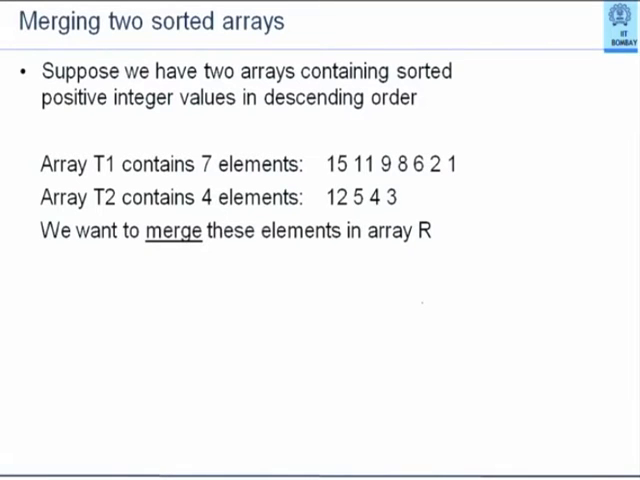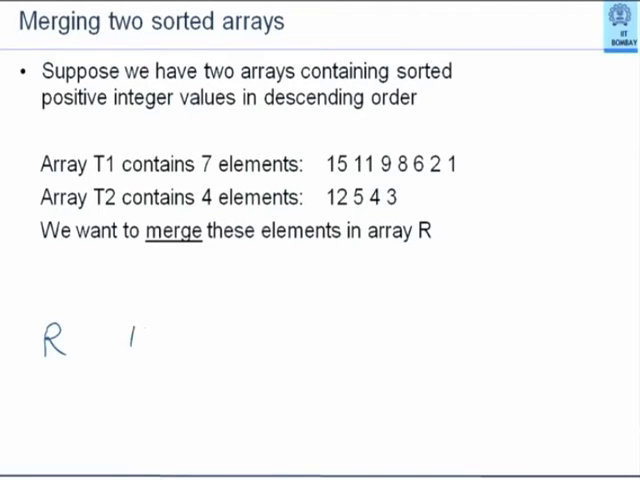Let me mention first why merging is important. I hope you understand merging very naturally. If I have two sorted arrays, T1 containing these 7 elements, 15, 11, 9, 8, 6, 2, 1, and array T2 contains 4 elements, 12, 5, 4, 3, each of these two arrays is a sorted array in descending order. What I want to do is merge these and create an array R. Can you tell me what will be the contents of R? What will be the first element?